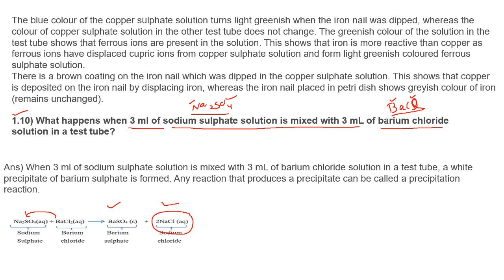Okay, when 3 ml of sodium sulfate solution is mixed with 3 ml of barium chloride solution in a test tube, a white precipitate of barium sulfate forms. We know that NaCl is in aqueous condition, and above all NaCl is a salt solution which doesn't have any color, but barium sulfate is white in color, so you will see a precipitate over here. And we know that a double displacement reaction is also known as a precipitate reaction. And what is the other name of a double displacement reaction other than the precipitate reaction?